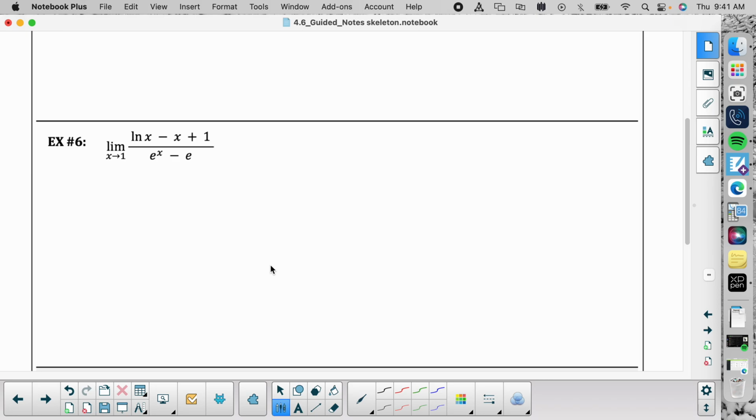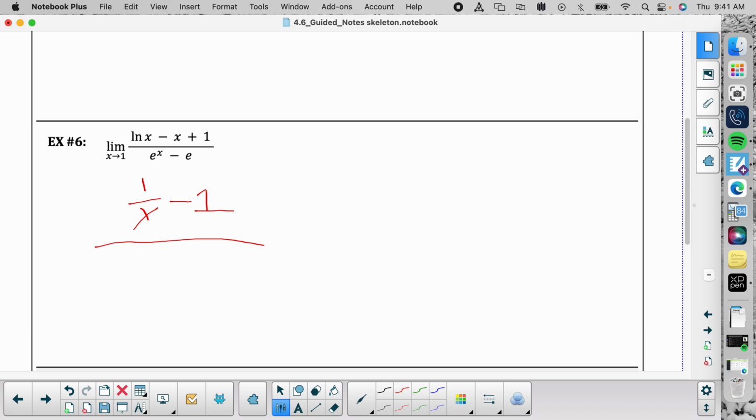Either one, it'll be 0 over 0. So we have to take the derivative of the top and bottom, that's why I wanted you guys to come up, to remember derivatives. So what's the derivative of natural log x? One over x. Okay. So 1 over x minus 1 over e to the x.